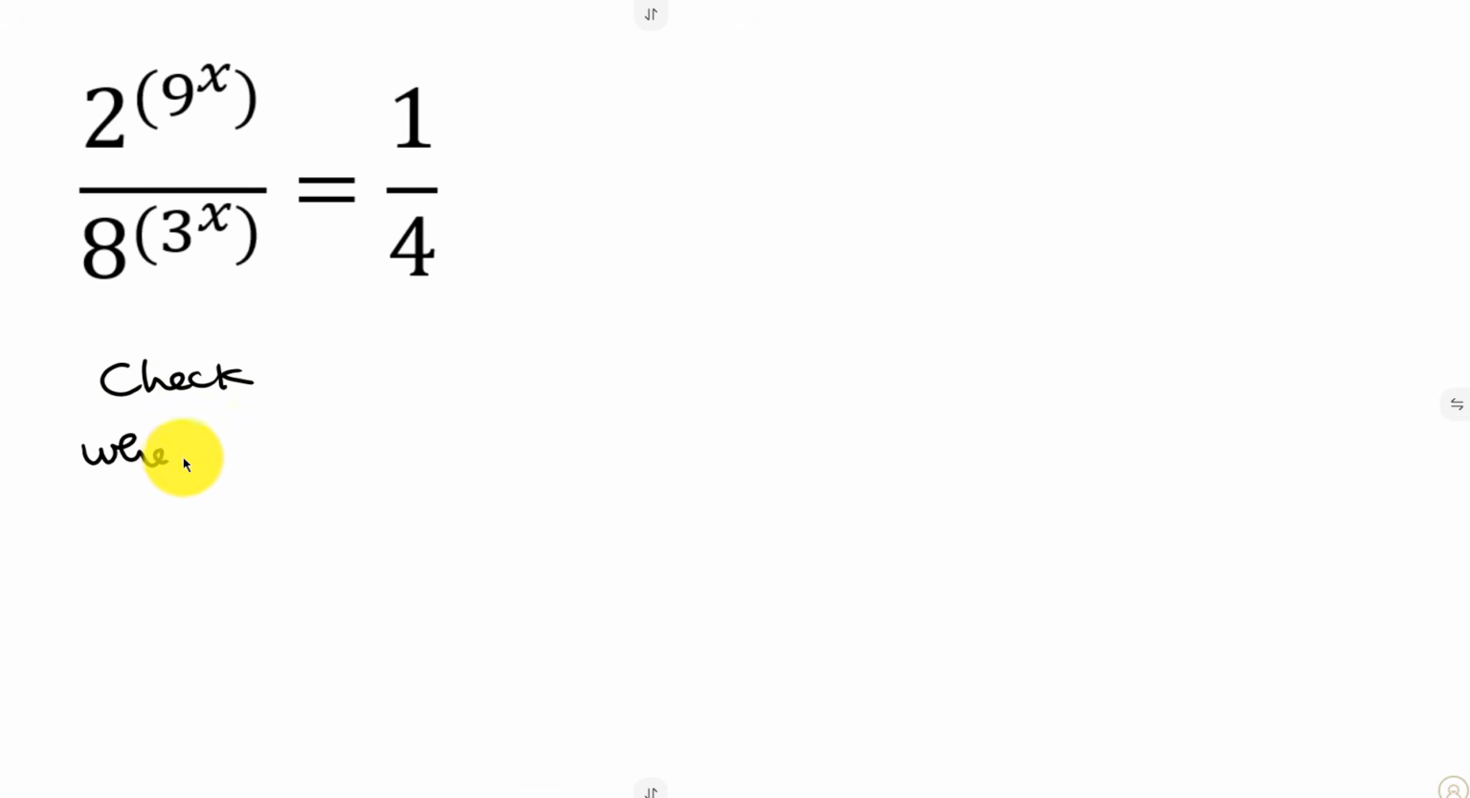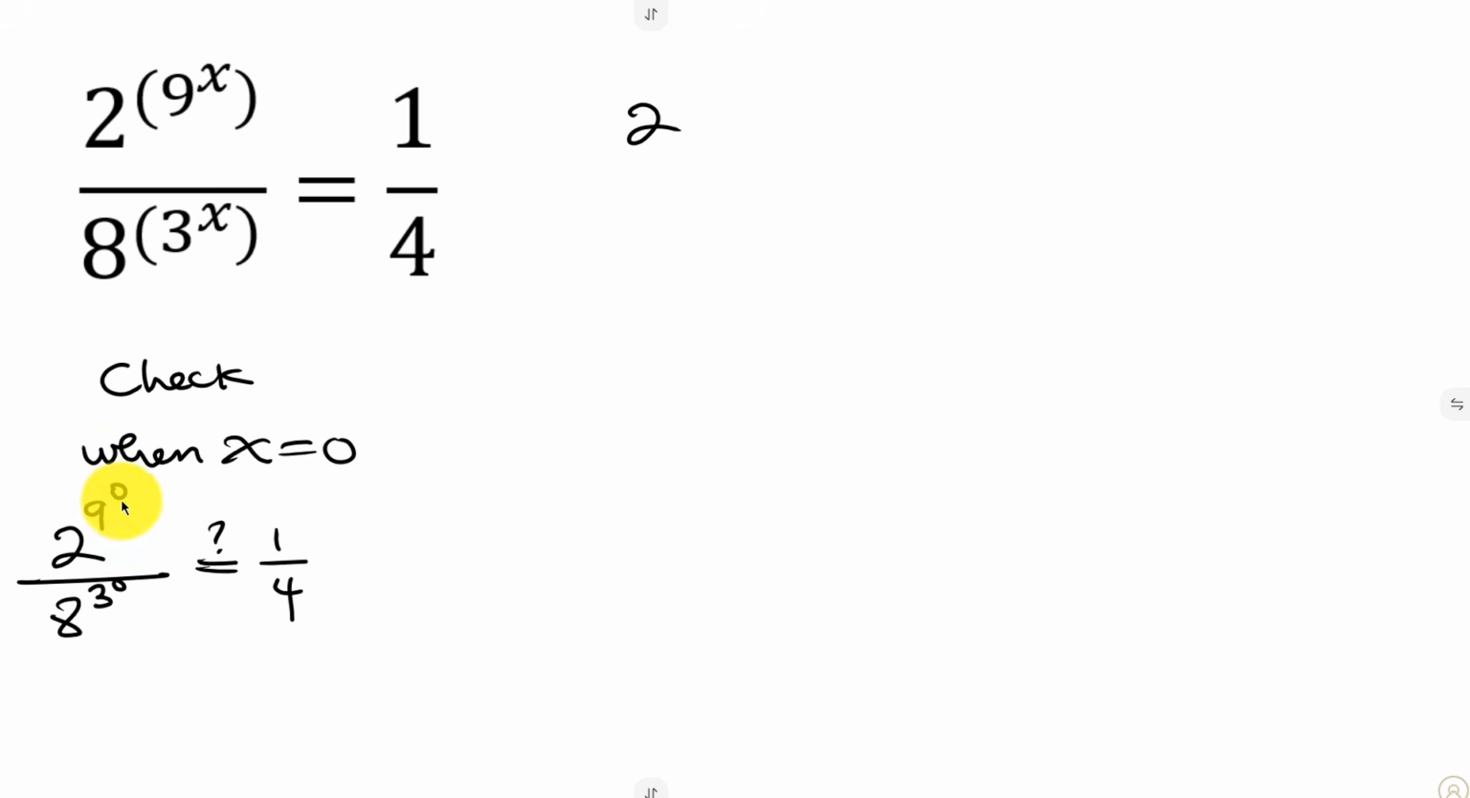The first is when the value of x, we got to be 0. Let's put it down here to see if we're going to be having 1 all over 4 as the result. So we have 2 to the power of 9 to the power of 0 all over 8 to the power of 3 to the power of 0. So we're checking if we're going to be having 1 all over 4. So 9 to the power of 0 is 1, so this is 2 to the power of 1 all over. Now the denominator, we have 3 to the power of 0, which is also 1. So this gives 8 to the power of 1.